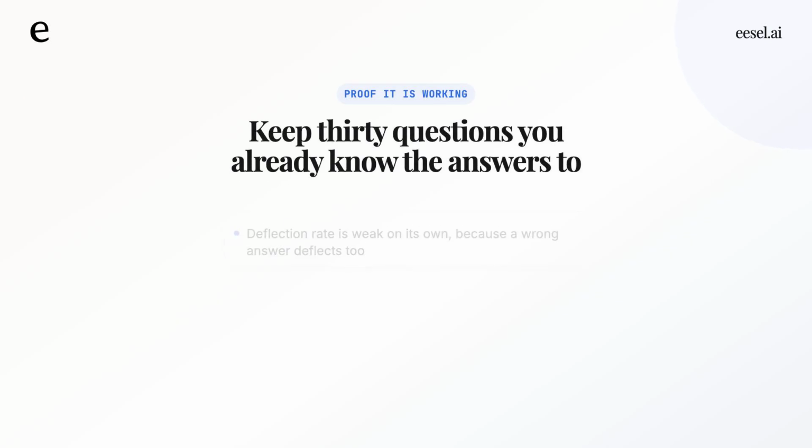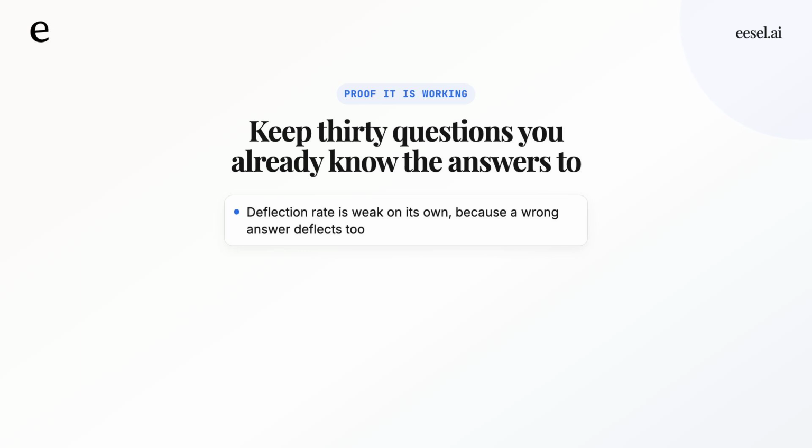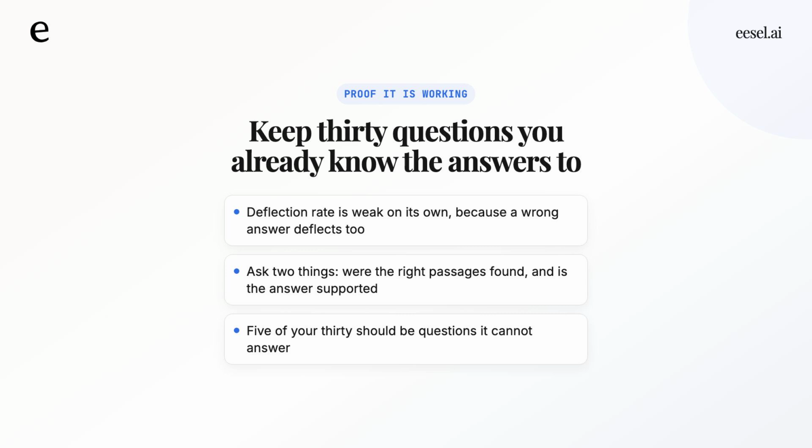Deflection rate is the metric everyone reports and the weakest one on its own, because a confidently wrong answer deflects beautifully. Split it in two. Were the right passages found at all, and is the answer supported by them? Azure and AWS both score those separately. The cheap version is 30 questions you know the answers to. Rerun after every content change. 5 should be questions it cannot answer, and those 5 are the important half.